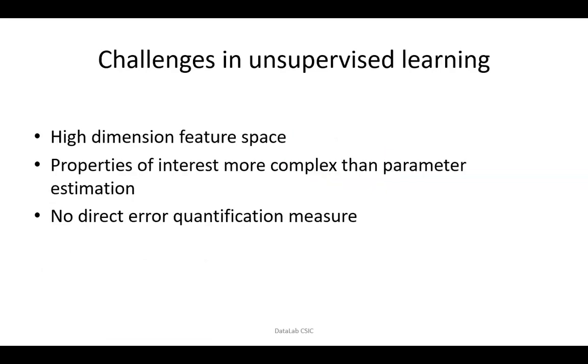Okay, so the core challenge now is that the feature space tends to be high-dimensional. The properties of interest tend to be more complex than just parameter estimation, so it's a bit more abstract. And quite frequently, there's no direct error quantification measure. So we had before minimizing squared errors or minimizing cross entropy, et cetera. And in this case, it's not that obvious or that direct.